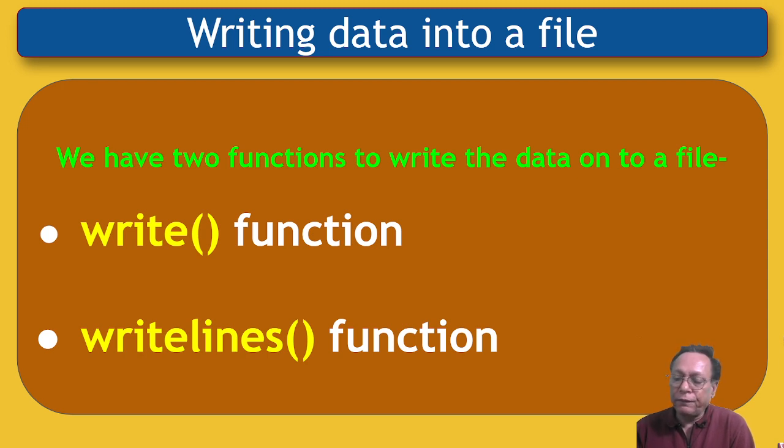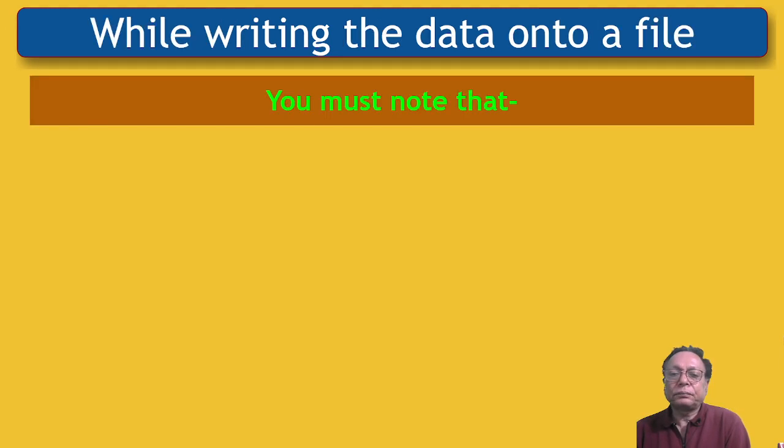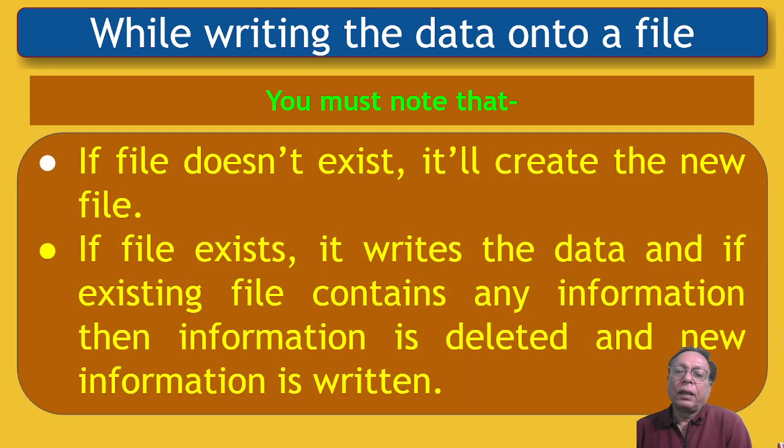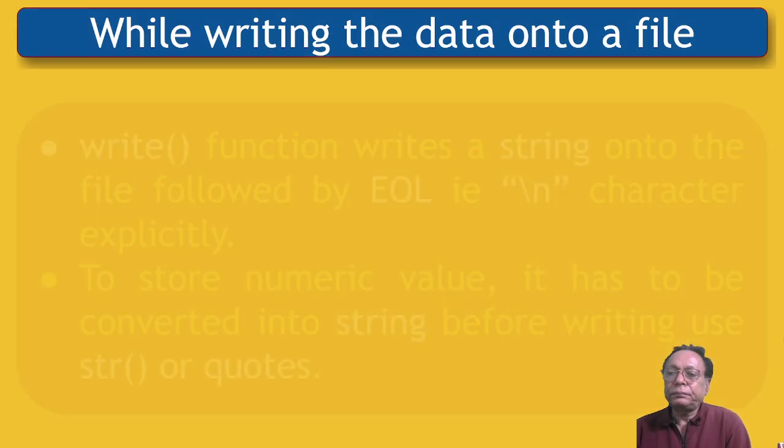Okay, so first we take the write method. In the write method, you must know that if the file doesn't exist, it will create a new file, and if the file exists, it writes the data, and if the existing file contains any information, then that information is deleted and new information is written from scratch. So ये हम पहले ही डिस्कस कर चुके हैं. Still, these are two points about W mode.